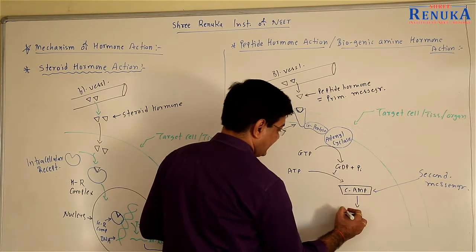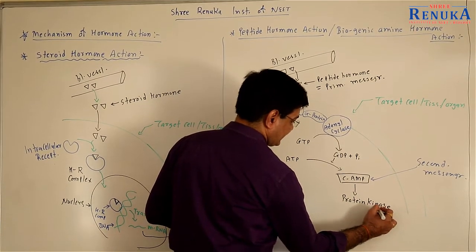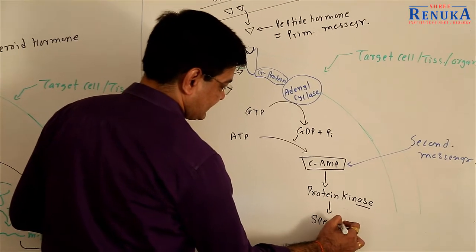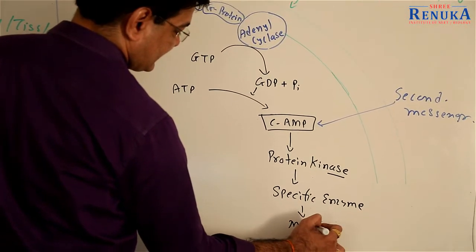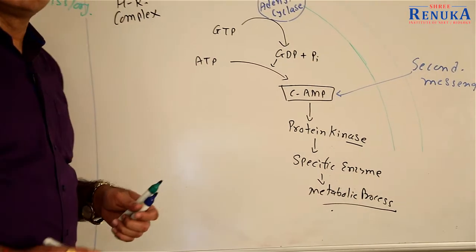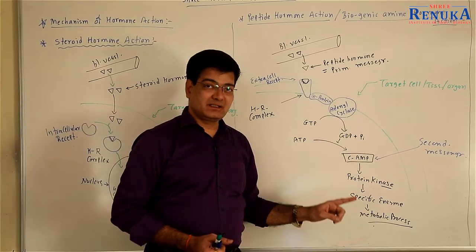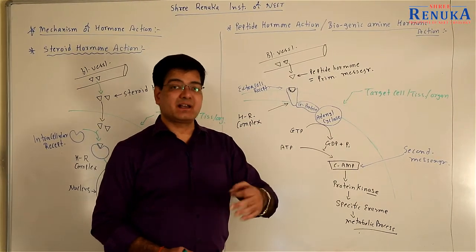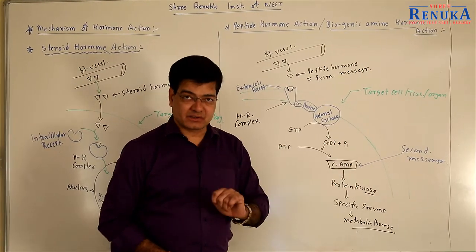Now the cyclic AMP activates protein kinase. This protein kinase is a group of enzymes which activate specific enzymes and induce a metabolic process inside the cell. So, this way we can say that in the case of peptide hormone, proteins are not synthesized, but the proteins present inside the cells are activated under the influence of the primary and the secondary messengers.